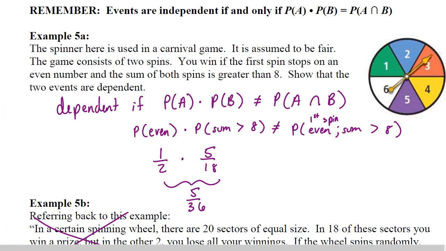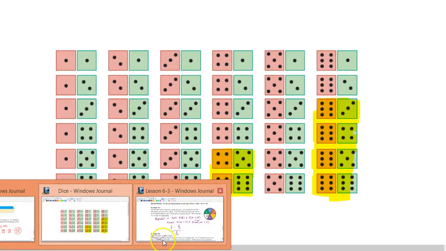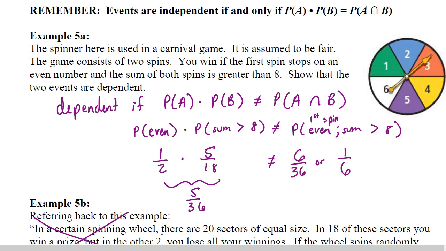So let's look again at that dice sheet. If you notice, I've highlighted those where the first spin was even and the sum is greater than 8. And that happens 1, 2, 3, 4, 5, 6 out of 36 times, which reduces to 1/6. So we can see that even looking at 5/36 and 6/36, those are not equal. So we have been able to confirm that yes, these two events are dependent on each other. So that's it. That concludes this lesson, lesson 6.3. With that, good luck now as you work on this assignment.